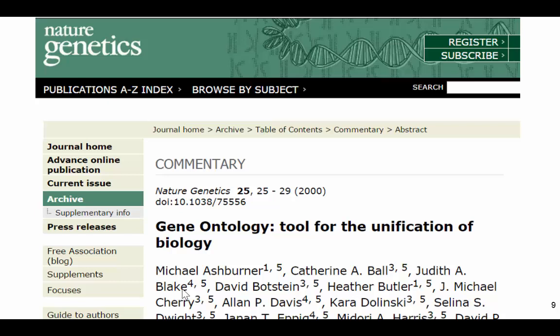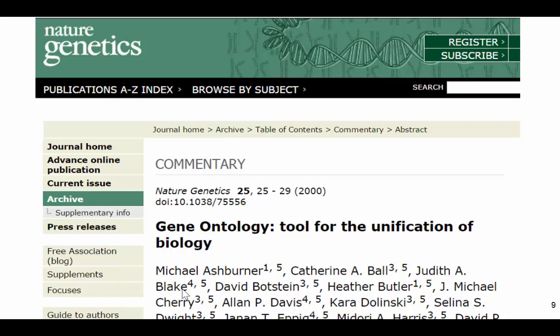The idea behind the tool, the gene ontology, is that, first of all, it's not an ontology of genes. It's an ontology of terms used in old biology data, which can be used to describe genes and gene products so that we can associate, for instance, gene sequences or microarray data with terms like death or sex or cell division. Now, this has been immensely successful.